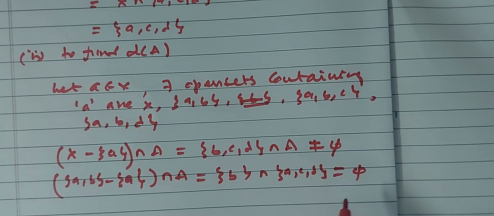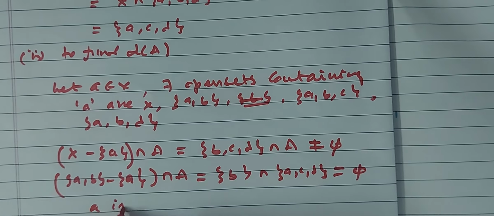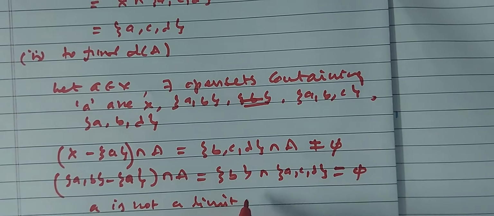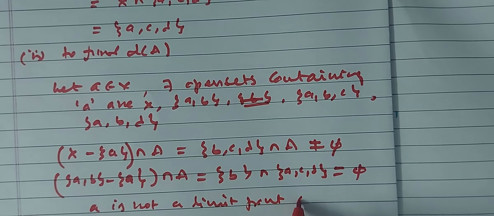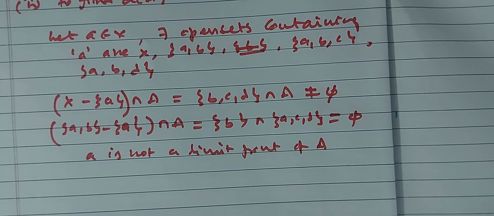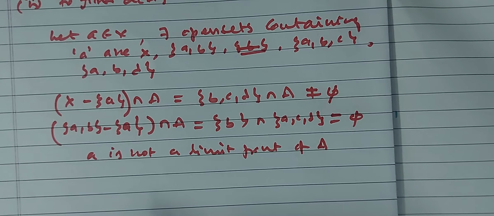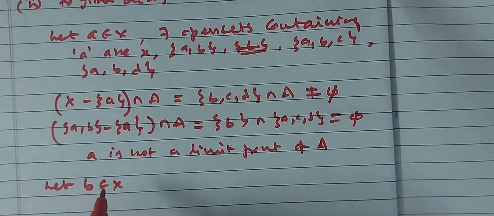So at least one equal to empty set is there, so that a is not a limit point of capital A. At least one is equal to empty set is there. Whatever the remaining, at least one is equal to empty set is there, so that a is not the limit point. Next, coming to b, an element in the set X, let b belong to X.